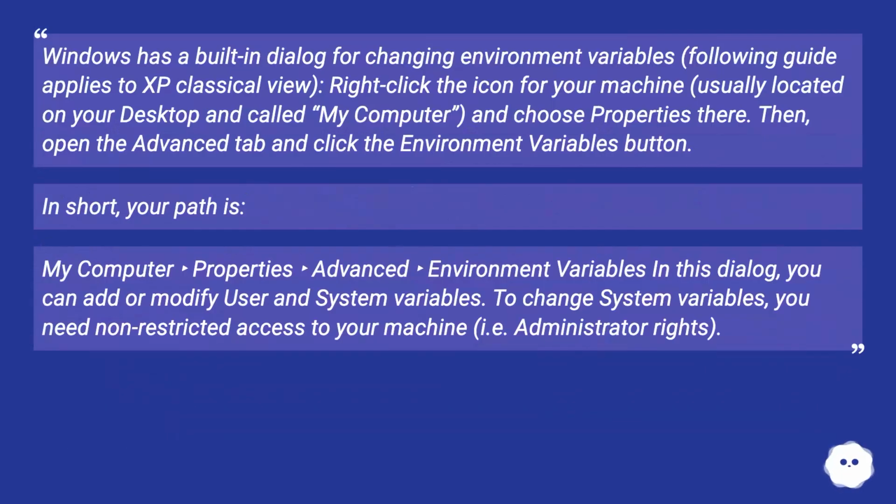Windows has a built-in dialog for changing environment variables. The following guide applies to XP Classic View. Right-click the icon for your machine, usually located on your desktop and called My Computer, and choose Properties there. Then, open the Advanced tab and click the Environment Variables button. In short, your path is My Computer, Properties, Advanced, Environment Variables. In this dialog, you can add or modify user and system variables. To change system variables, you need non-restricted access to your machine, i.e. administrator rights.